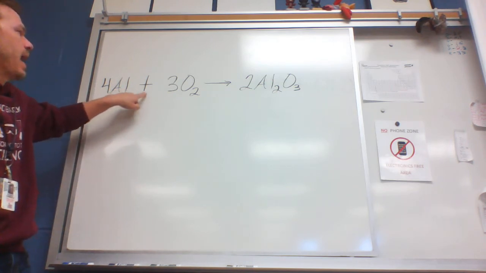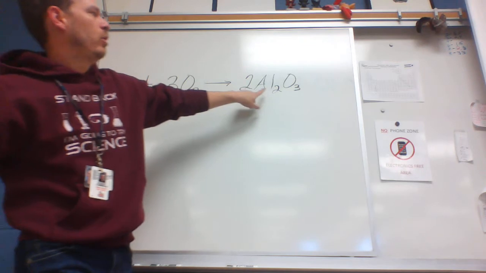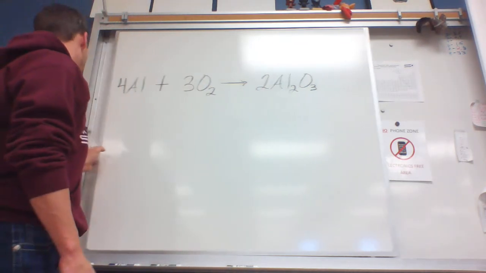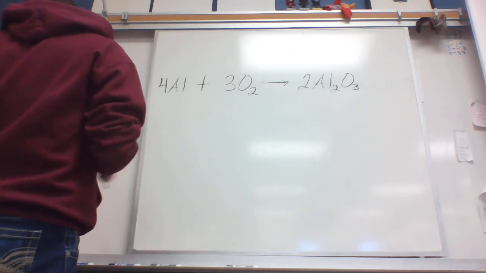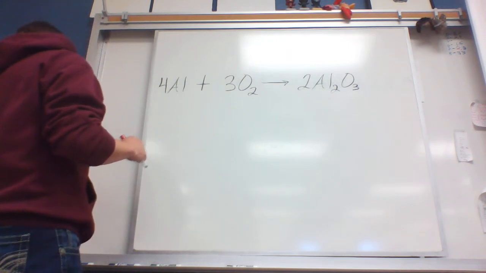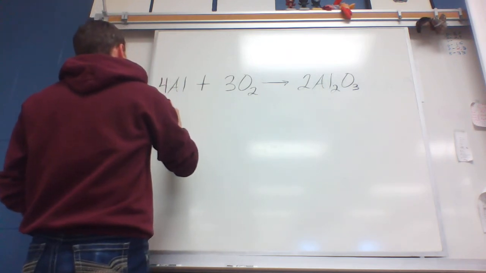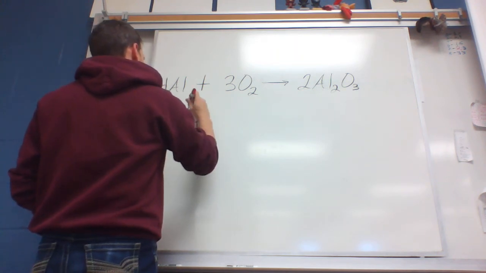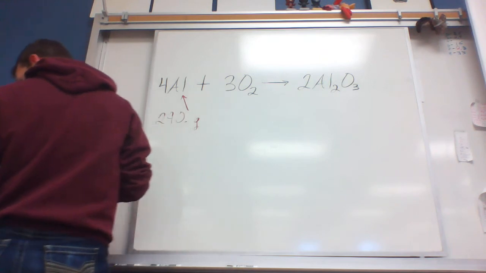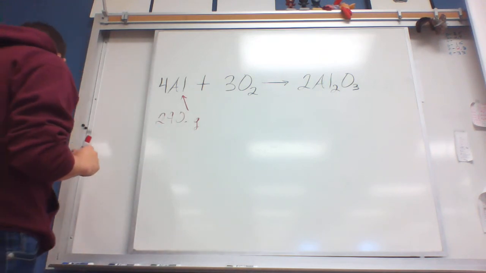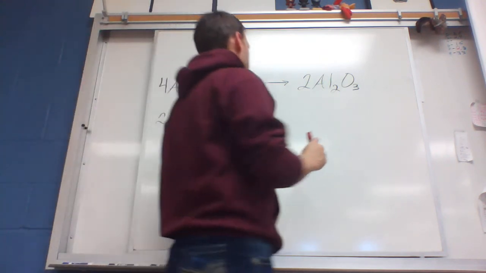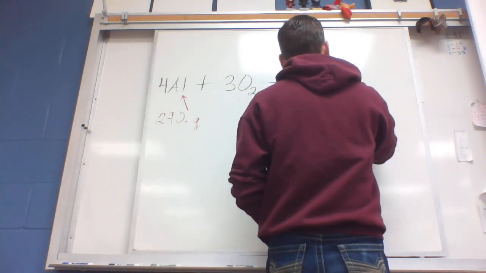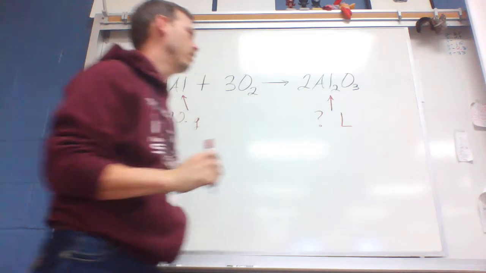Four aluminums reacts with 3 oxygens to produce 2 aluminum oxides. What if I gave you 290 grams of helium and I wanted to know how many liters of helium could form?